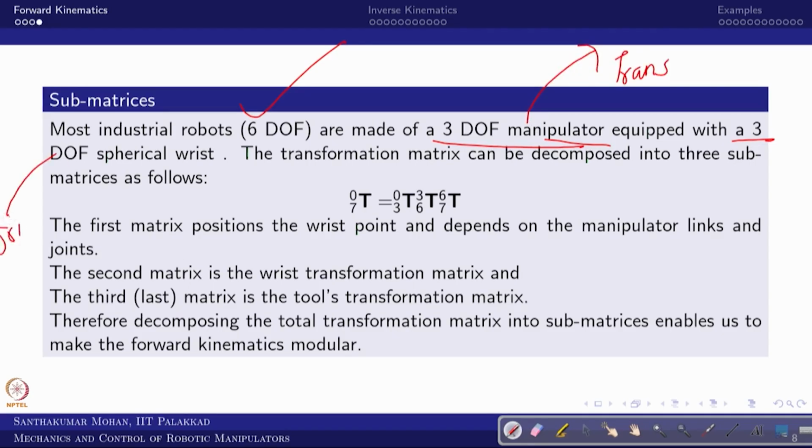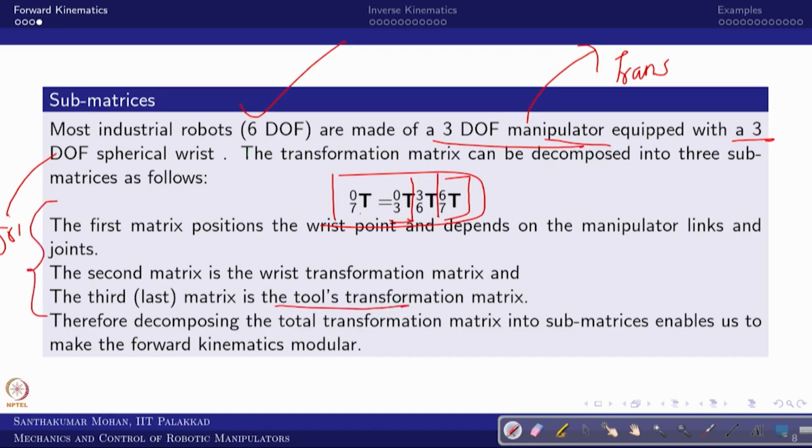So, if you do this, we can see the transformation matrix of the 7 with respect to 0 can be broken into: the first 3 would be the major axis, the second 3 would be the minor axis, and further you can call tool. If it is more than 6 joint axes, then you can call them redundant axes, right. So, that is what we are calling it.